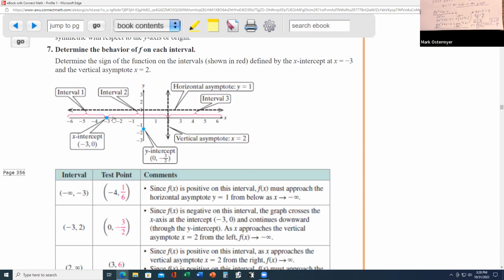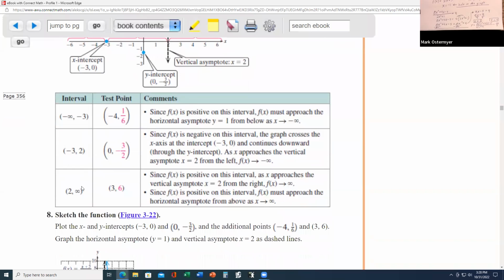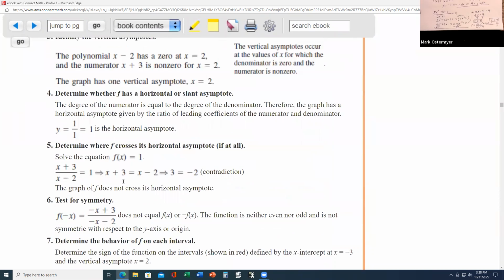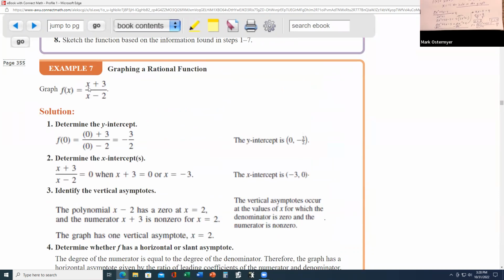Now, we don't have to worry about plotting a point in the interval from -3 to 2 because we already have the y-intercept plotted. Finally, we want to find at least one point that lies in the interval from 2 to infinity. Your author chose to pick 2. Put 2 into your rational function for x. So f of 2 is going to be 2 plus 3 over 2 minus 2.